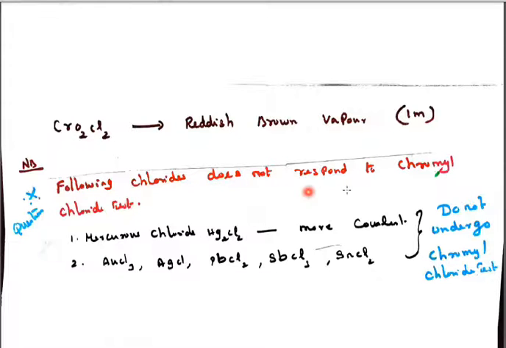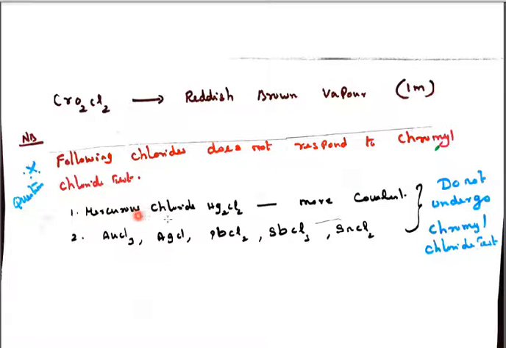One of the questions: which of the following chlorides do not respond to the chromyl chloride test? So which are the chlorides? Mercurous chloride, Hg2Cl2, is more covalent. And auric chloride, silver chloride, lead chloride, antimony chloride and stannous chloride do not undergo the chromyl chloride test because of their more covalent character.